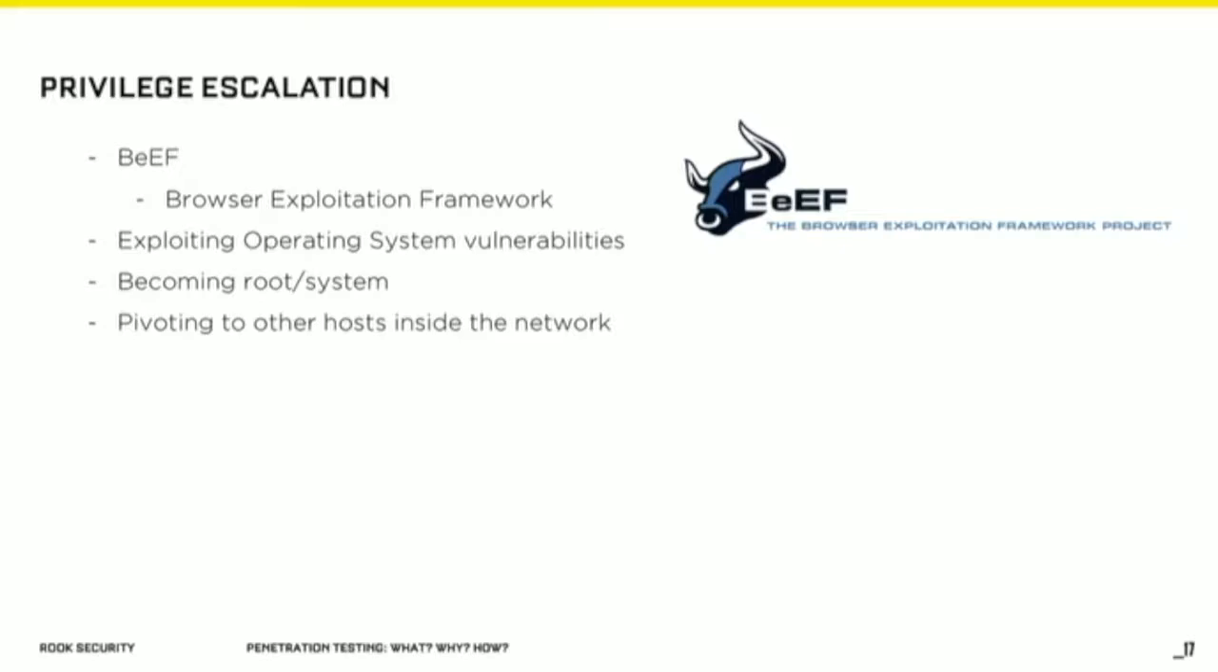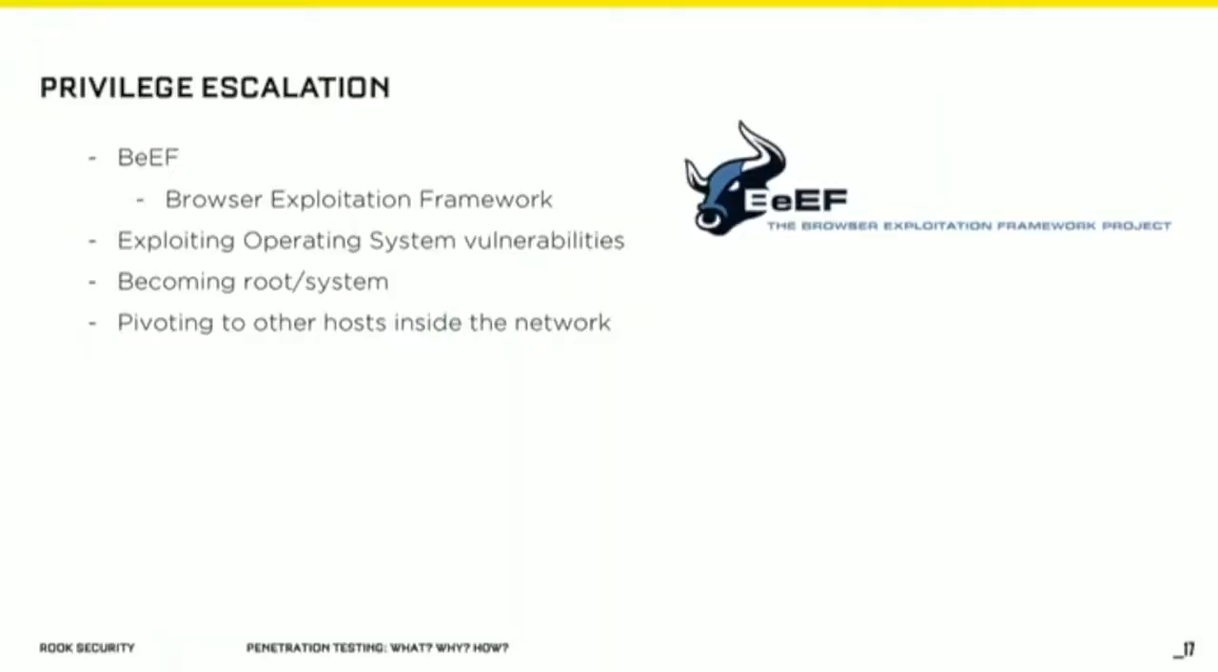Exploiting operating system vulnerabilities, that's more on the network side, right? Once you've gotten SSH access, for example, whether brute force or by exploiting a vulnerability, then you get into the operating system. But if you're a standard user, you have to escalate your privileges in order to do anything interesting. So that's becoming root system or pivoting to other hosts inside the network. If you're coming from the external network, now you're trying to see the internal network. Internal network is generally much more vulnerable than the external.